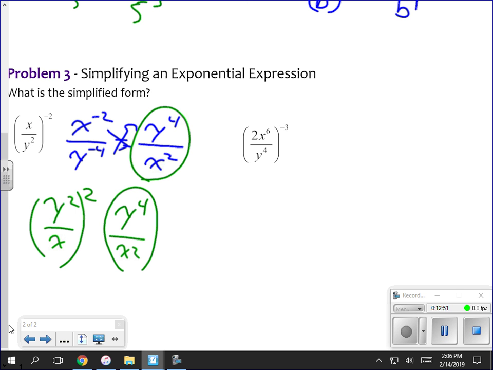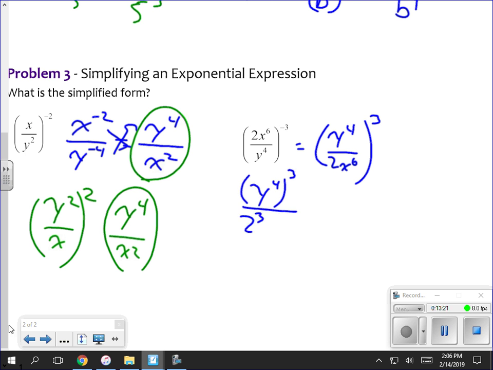Okay, because the inside of this one is relatively simple, everything inside has positive exponents, what I would do on this one is flip it over. So I have y to the 4th over 2x to the 6th, and change the power from negative 3 to positive 3. And then cube everything inside. So that means I have y to the 4th cubed over 2 cubed times x to the 6th cubed, which means y to the 4th cubed, I multiply them, I get y to the 12th over 2 cubed, which is 8. If you wrote 2 cubed, I'd accept that, but it is 8. And then 6 times 3 gives me x to the 18th.